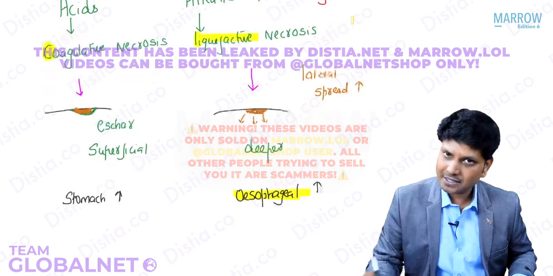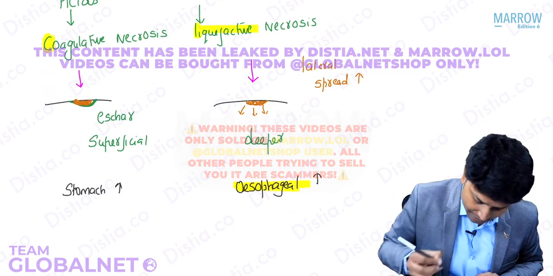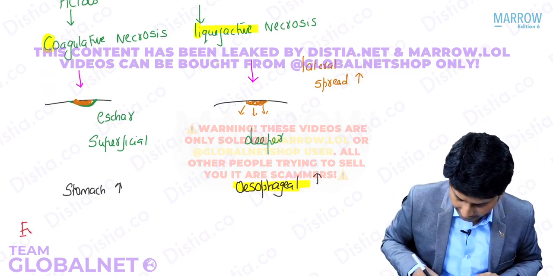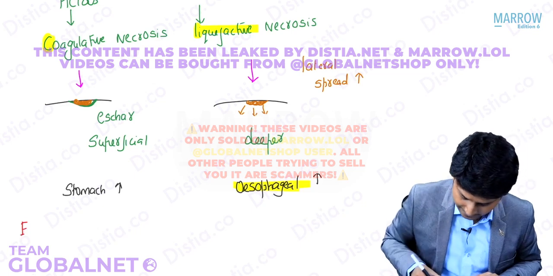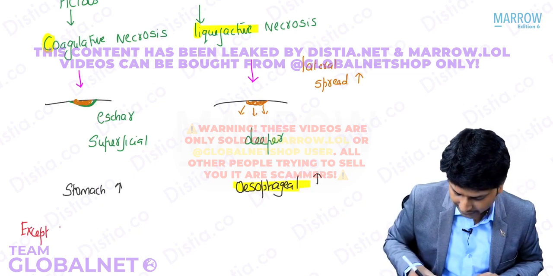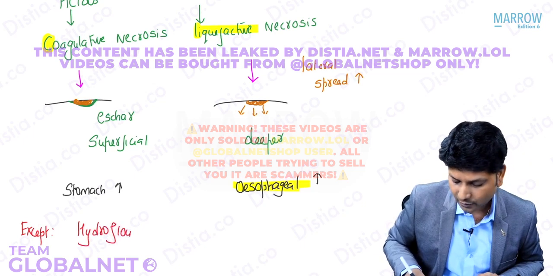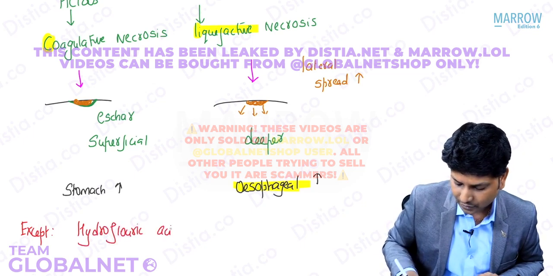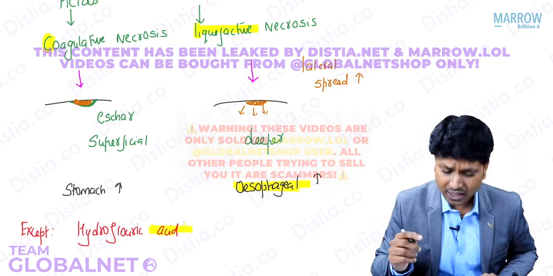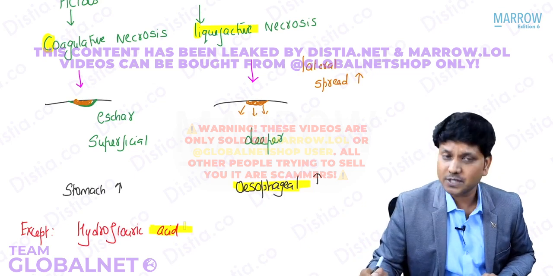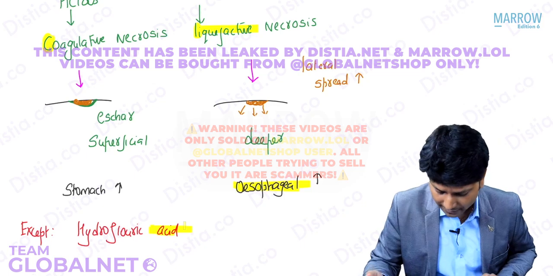All acids cause coagulative necrosis, but there is one important exception: hydrofluoric acid. Hydrofluoric acid is an acid which can even cause liquefactive necrosis. It is an acid, but still we can see liquefactive necrosis. That is why it is unique. And hydrofluoric acid will also induce more damage.